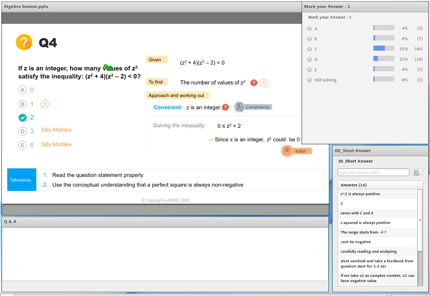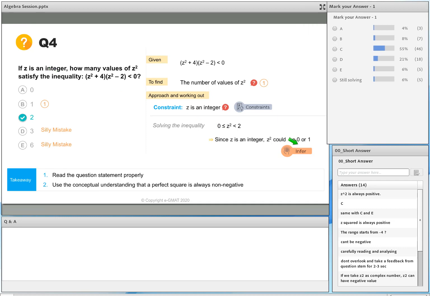This was the same inequality you had in the previous question. You already knew that Z squared is between 0 and 2, and it also can be 0. This time we just said that it's an integer. All you had to do was count the values that it could take. Then it was just 0 and 1, so it was two values.